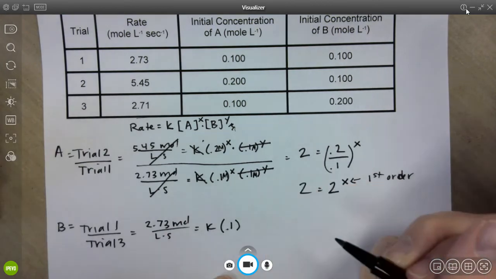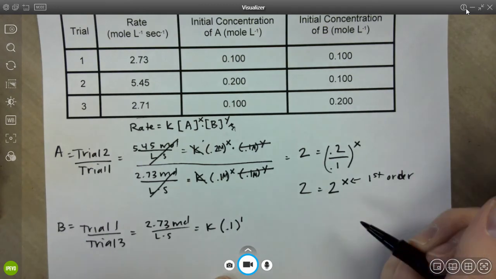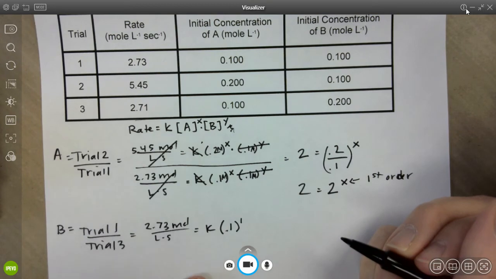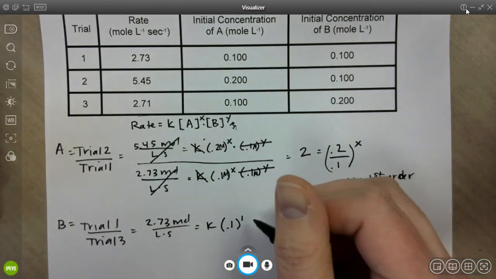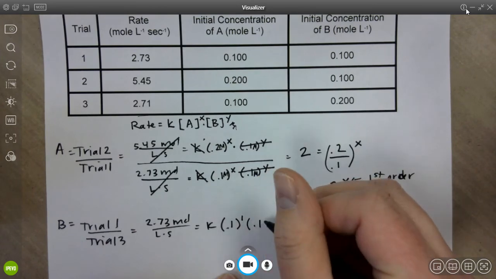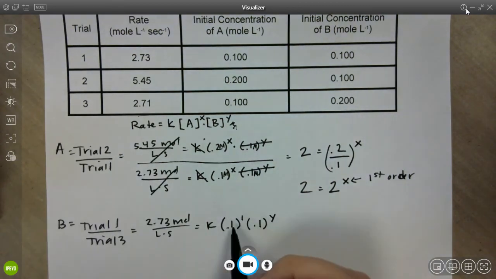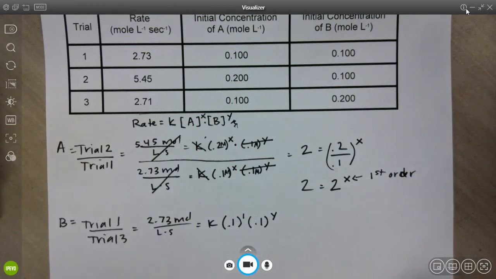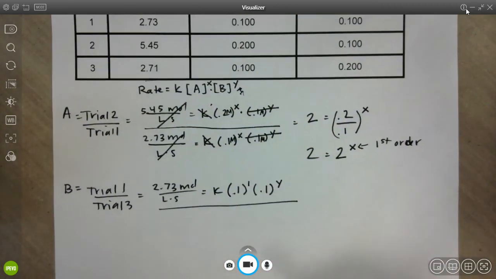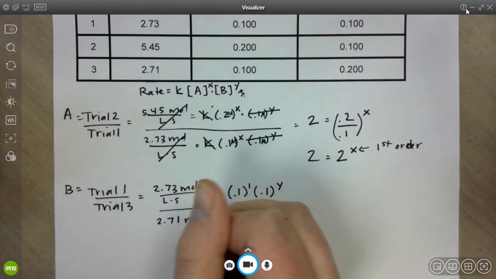Okay, now I already know the order. I'm going to put a little 1 there because I know what that is. If you didn't know it or you didn't want to put it in there, if I would leave this as an X, that should work as well because they should cancel out, but not a big deal. And then my concentration of B is also 0.1 molar, but it's to the Y power because I don't know what that is. Remember, I could put these M's there, but again, they're not super fussy about that part. Okay. Trial 3's data, my rate is 2.71 moles per liter per second.